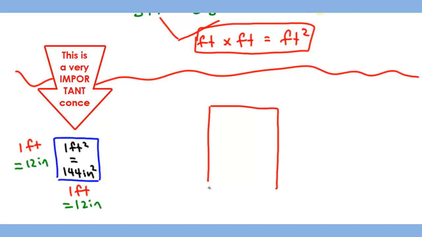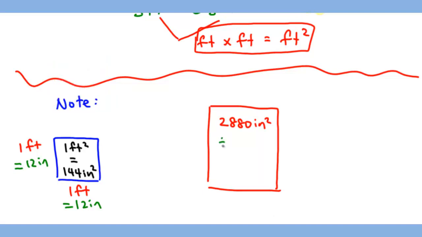So if we take our 2,880 inches squared and divide by 144 inches squared, we will get the same answer, 20 feet squared. That's it for the lesson.